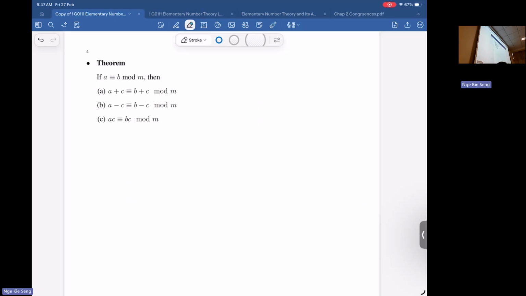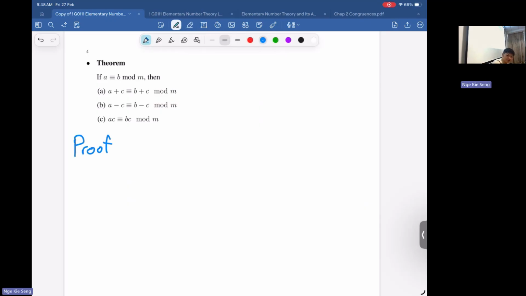Does it make sense? Or in other words, if I don't write this mod M, I can write A bar plus C bar is B bar plus C bar. We can add it as a set like that. Should I prove it to you? I'd prefer to prove it first. Please bear with me here.